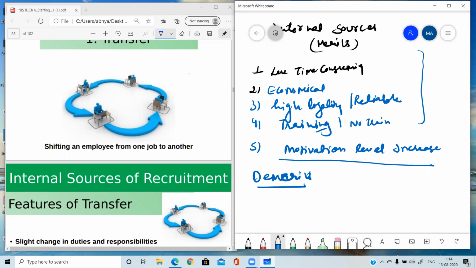Internal sources are suitable for new organization? No. So the first demerit is that it is not suitable for a new organization. This source is available only to the existing organizations, because in a new organization there is no employee, so we cannot use the internal sources.